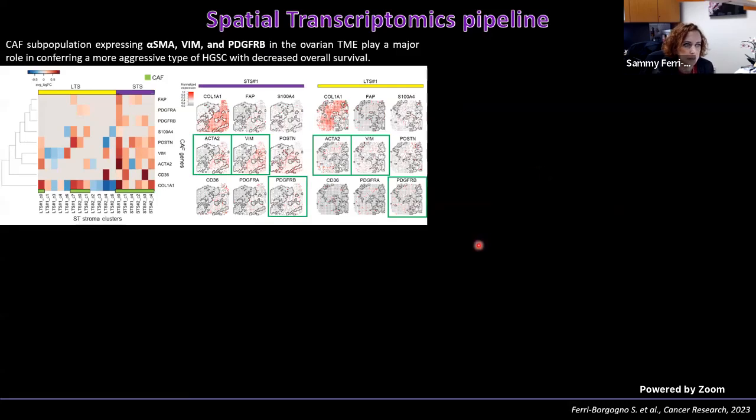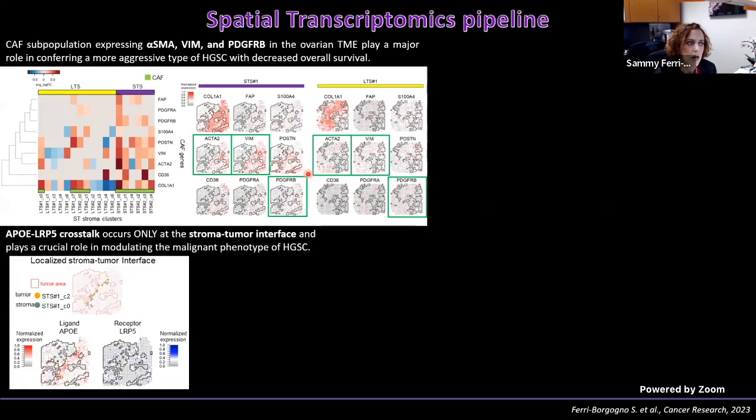So we found a specific subpopulation of cancer-associated fibroblasts that express alpha SMA, vimentin, and PDGFRB. And this subpopulation can confer a more aggressive type of high-grade serous with decreased immune infiltration and, as a consequence, reduced survival. From the ligand receptor analysis, we also identified LRP5 and ApoE as a very important crosstalk that happens at the tumor stroma interface, and this crosstalk has a major role in modulating the malignant phenotype of high-grade serous and is also associated with decreased survival.